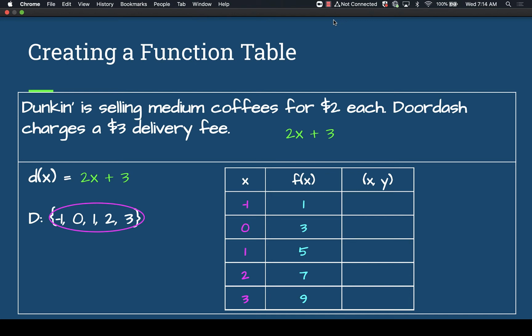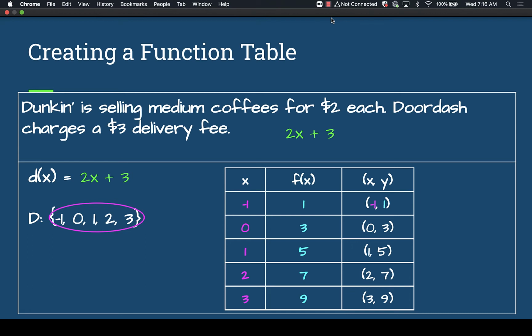The last part of making a table is creating coordinate points from it. If you remember from the last lesson, the coordinate point is just x and then f of x, and f of x is the same as y. So I just take my two numbers here and put them together as a coordinate. So -1, 1. Following the same pattern going down, I would end up with my coordinates 0, 3, 1, 5, 2, 7, 3, 9. Again, to get that, I took my x value, plugged it into the function, saw what I got out, used those two things together to make my coordinate.